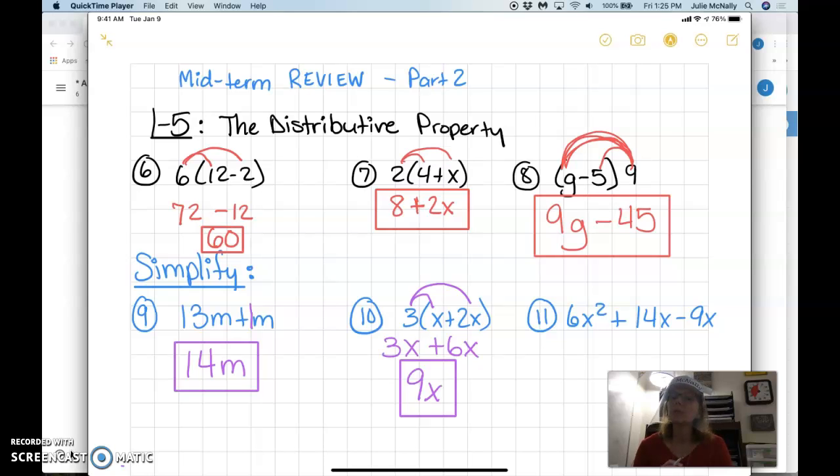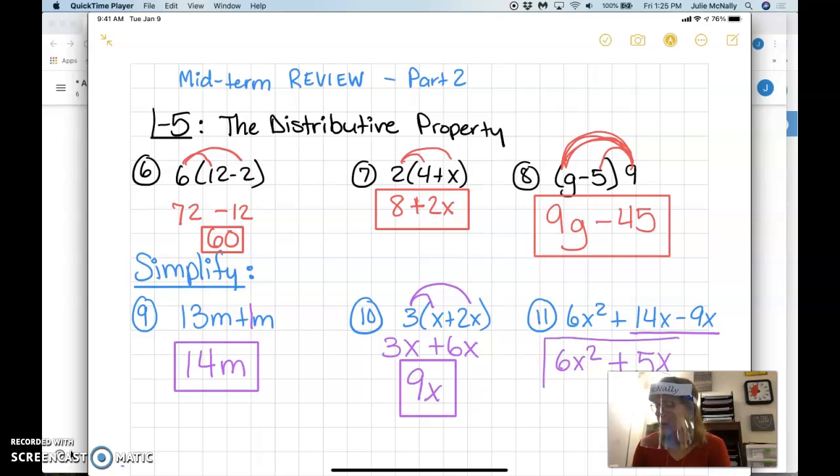Two of them. Which two? Yes, the x's, because they're both just one x. The x squared is going to remain over here by itself, because I can't put an x squared with just an x. So what is 14x minus 9x? 5x. Yes, it's going to be a positive 5x. And so my final answer would be 6x squared plus 5x. All right, copy that down and we'll be right back.